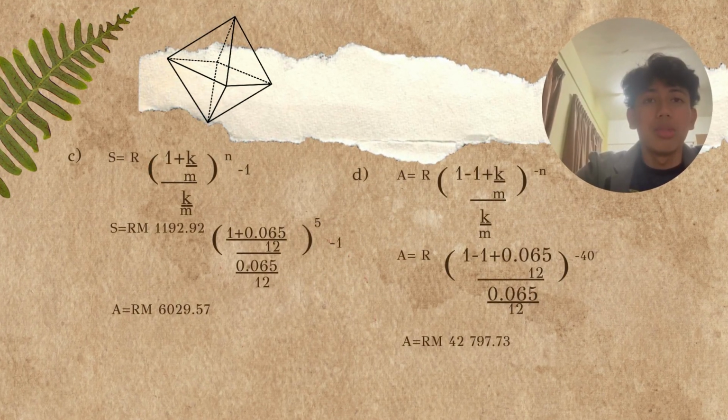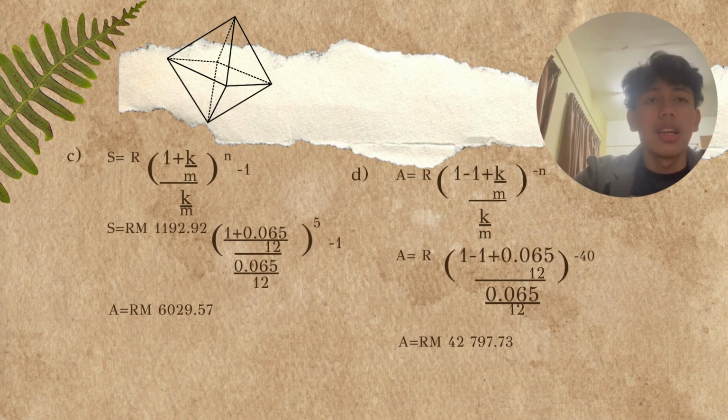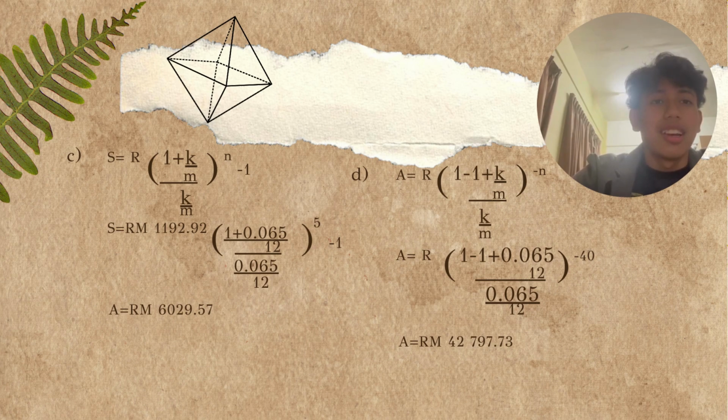For this question we will use S equals R times [(1 plus K over M) to the power of N minus 1] divided by K over M. 1,192 ringgit 92 cent times [(1 plus 0.065 over 12) to the power of 5 minus 1] divided by 0.065 over 12, and the answer will be Azlan should pay 6,029 ringgit 57 cent on the 5th installment to keep his payment up to date. So that's all for question 3. Thank you.